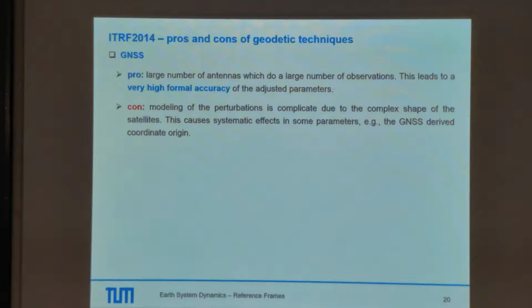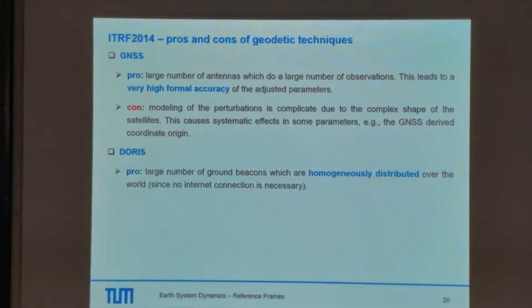You have signatures of the satellites within this time series, and that's why this information is not used for the realization of the TRF origin. The same holds for DORIS. The pro is that we have a large number of ground beacons which are homogeneously distributed over the world. This is a really large advantage of DORIS, since this is a passive technique on ground.